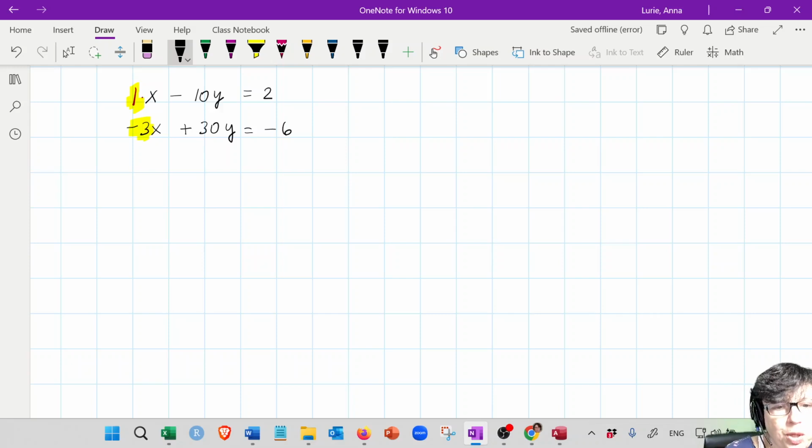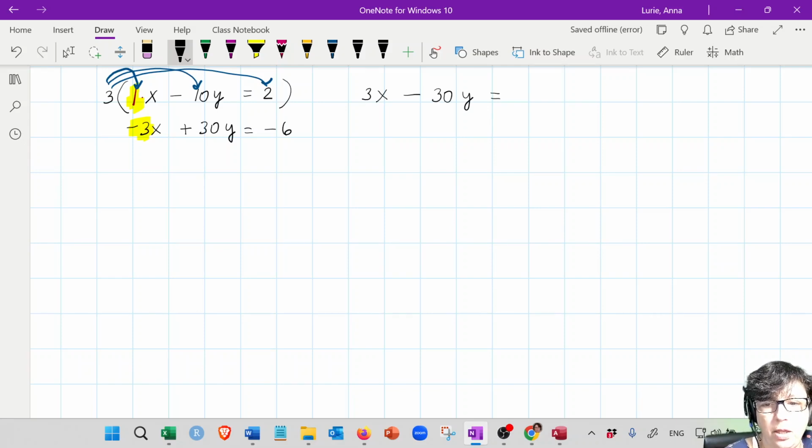Well, one of them is already -3, so all we have to do is multiply the first equation by 3. If we do that, then x will eliminate once we start adding the equations. Also remember that when you multiply by a number, you have to multiply each term by that number, not just the first term. So this is going to be 3 times 1, which is 3x, then minus 3 times 10 is 30y, equals 3 times 2, that's 6. Now the second equation we're just going to leave alone, so we'll just rewrite it.